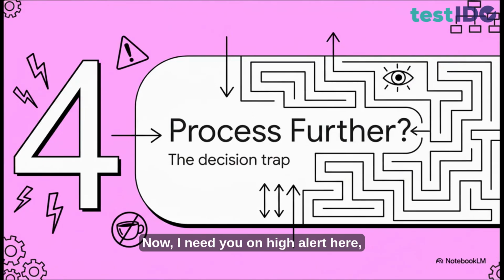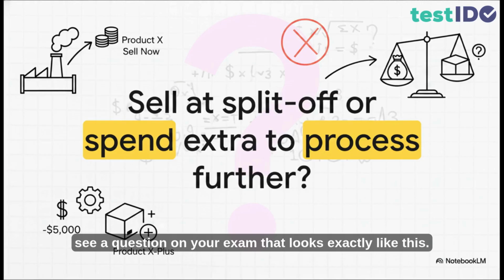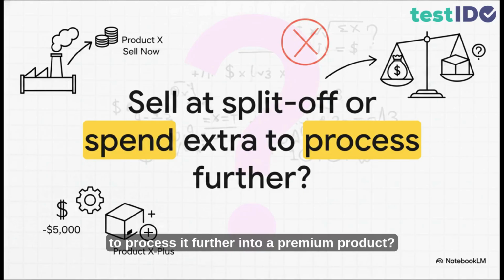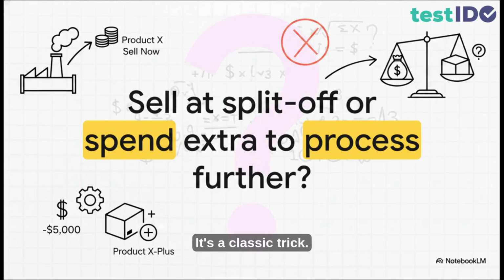Now, I need you on high alert here because this is a massive decision trap. You will absolutely, without a shadow of a doubt, see a question on your exam that looks exactly like this. It's going to ask, should we sell product X immediately at the split-off point, or should we spend an extra $5,000 to process it further into a premium product? Let's call it Product X Plus. The problem will intentionally feed you a massive list of past joint costs, overhead allocations, and completely useless historical data just to confuse you. It's a classic trick.